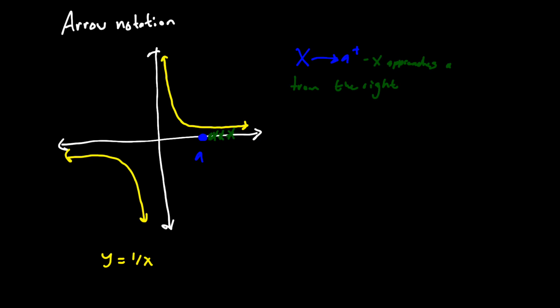In the very same manner, we can define the phrase x approaches a from the left, which we denote as follows. And this phrase means we take x values that are smaller than a and allow these x values to get extremely close to a, but never equal to a.